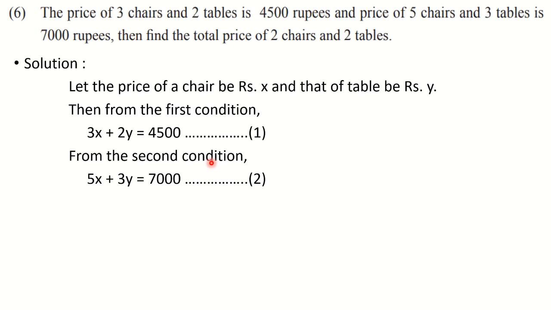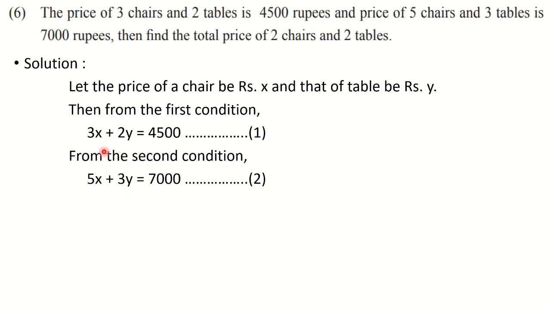Now we need to solve them. So the next step is to observe the coefficients. See here, coefficient of x, they are 3 and 5 respectively, which are different. Here coefficient of y are 2 and 3 respectively, again they are different. So we have to equate any one coefficient. Either we can equate coefficient of x or we can equate coefficient of y. But here you will observe that these two numbers are smaller and LCM of 3 and 2 is 6. So we can make the coefficient 6 here in both the places.